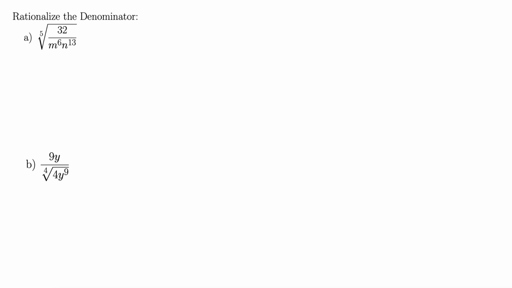Here we want to rationalize the denominator of the fifth root of 32 over m to the 6th n to the 13th. First things first, always simplify first. Otherwise, problems can become exponentially harder. So simplify first. What do I mean by that?